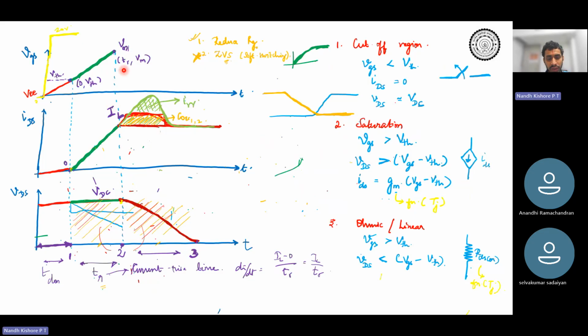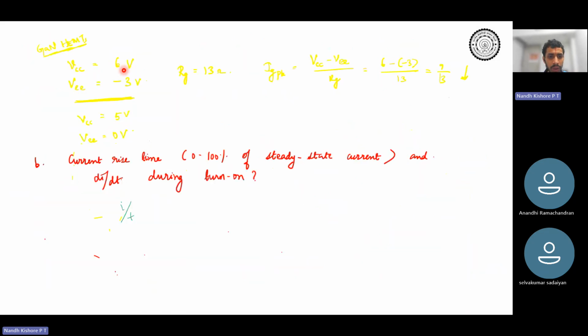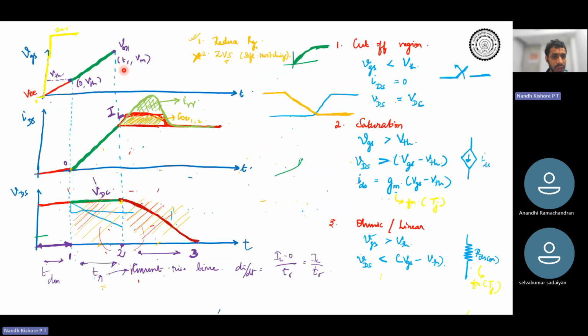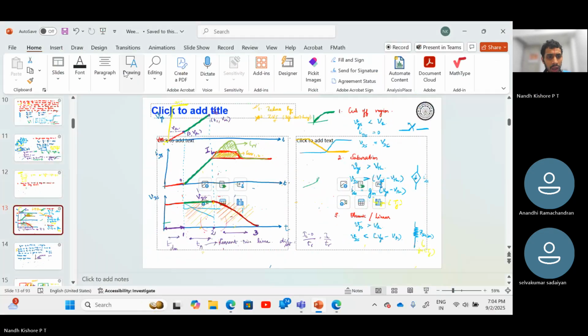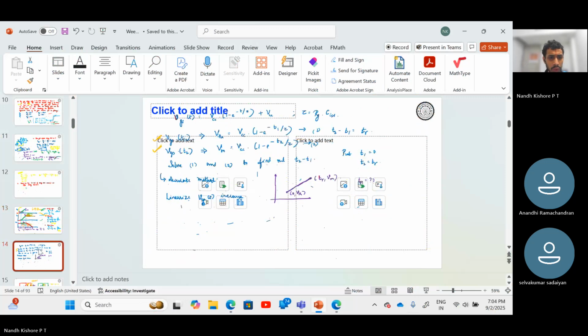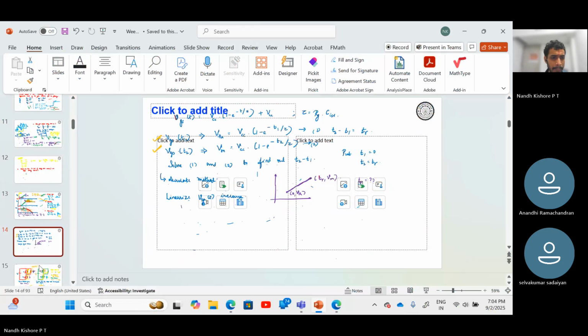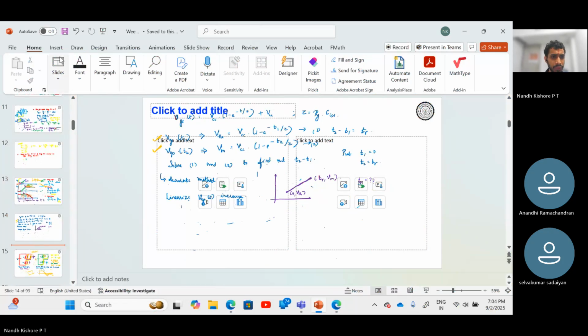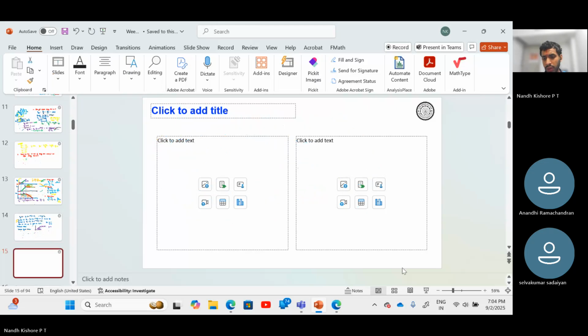Okay. Fine. So before we move ahead to the next interval, I will just solve this particular problem. Okay. So the problem was to find out the current rise time, right? So I'll just take a new slide over here. So let's solve it using nodal analysis or using our basic principles.